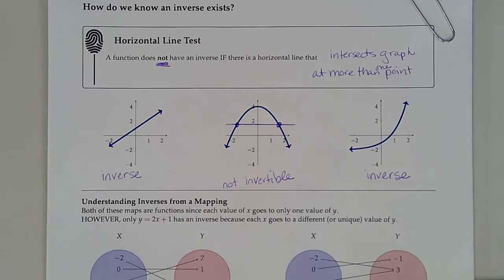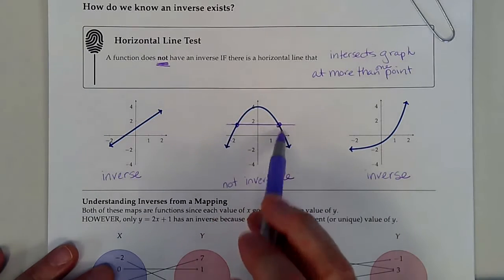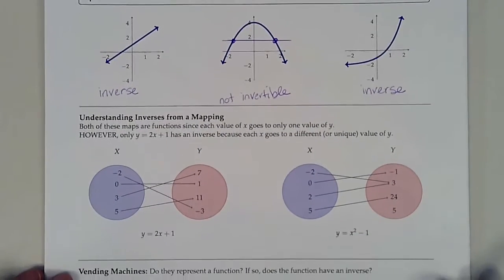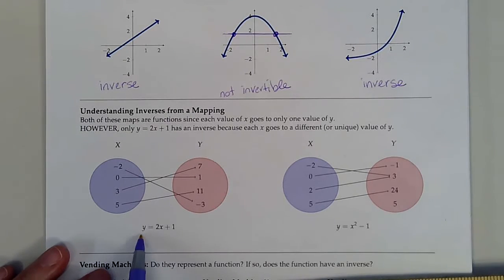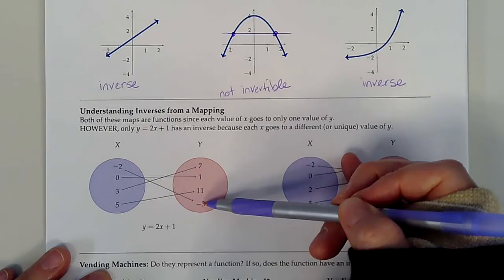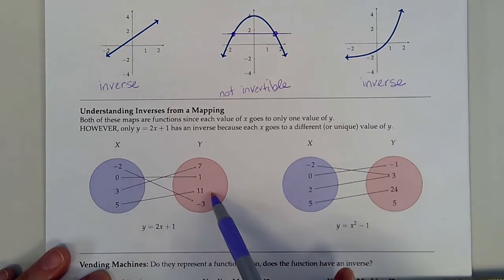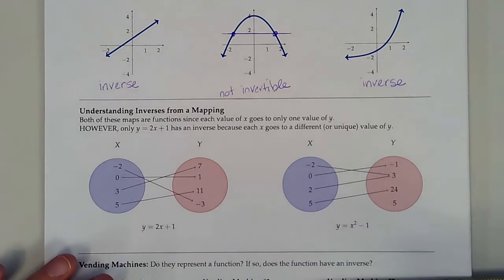All right, so now that we've seen a really simple test to do that, let's talk a little bit more about what this is actually saying and what these two dots here represent. For a function to have an inverse, each x has to go to a unique y in the range. So I have this function y equals 2x plus 1. You'll notice the -2 goes to this -3, the 0 goes to the 1, the 3 to the 7, the 5 to 11. So none of these numbers in the range get used more than once.